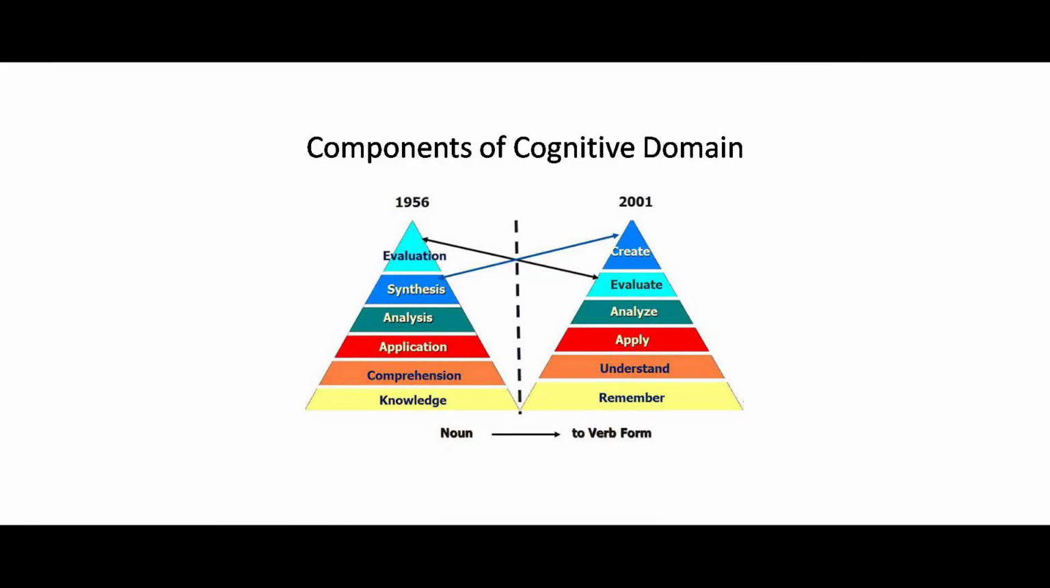Bloom and a committee of educators identified three domains of learning: cognitive, that is the mental domain, affective, emotional, and psychomotor, that is the physical domain. The first domain is the cognitive domain. The cognitive domain is divided into 6 categories, each representing a cognitive skill level. Each category is associated with a set of verbs or cognitive processes that describe what learners should be capable of doing. The categories are knowledge, comprehension, application, analysis, synthesis, and evaluation.